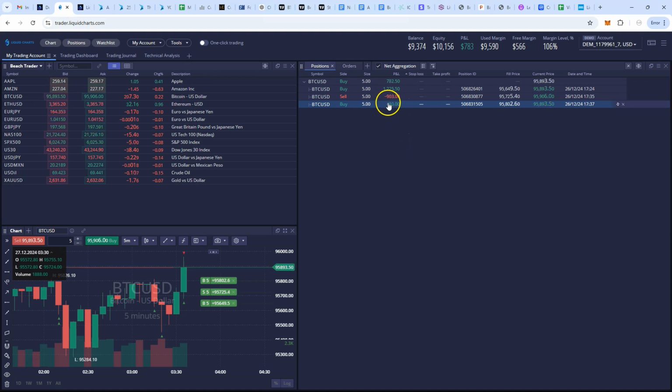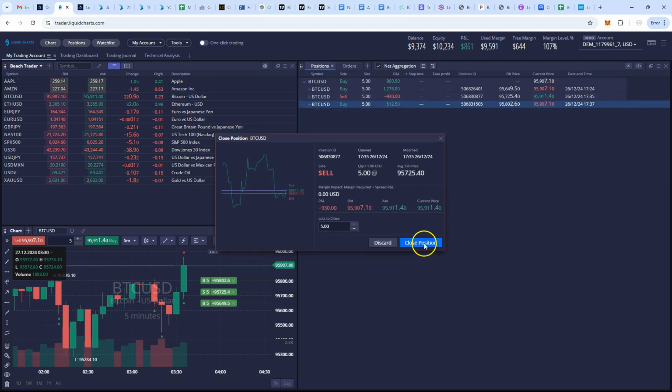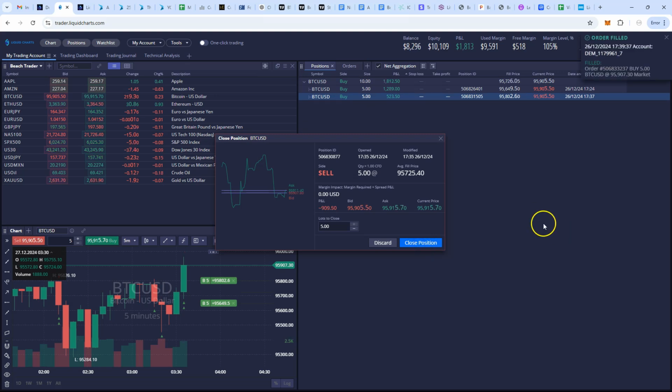Look at our prices now where we're here. We're on these buys right here. Let's get out of this sell. This sell is going the wrong way for us. So we're going to get out of that. All right. We got out of that trade and now we're right here.